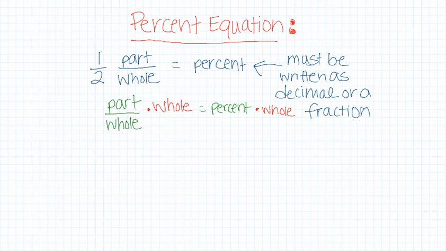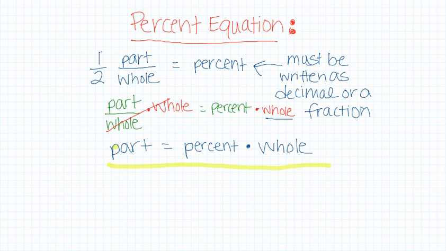Alright, so in fact these two cancel out and we are left with some sort of part equaling the percent, written as a fraction or a decimal, multiplied by a whole. Remember, fraction or a decimal. So this is our percent equation. We're going to be using this to determine percents and parts and wholes in the upcoming examples.